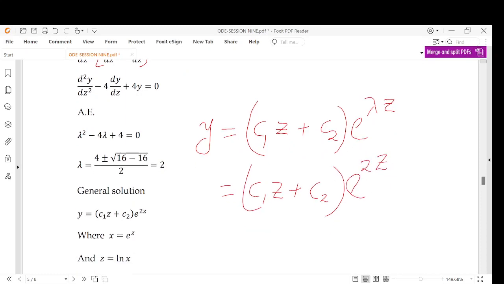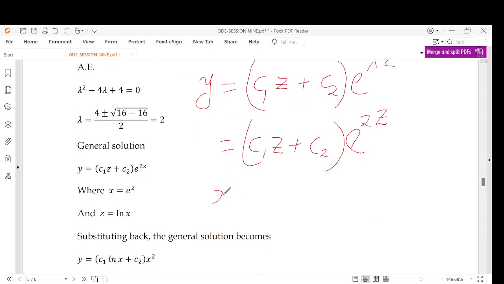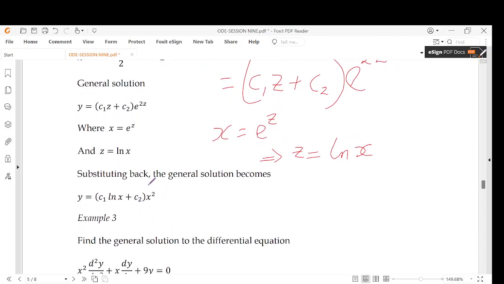And remember now, again, here x is equals to e raised to power z, which implies that z is equals to logarithm of x by definition of logarithms. So in this case, we can substitute back. So where we have z here, we are going to put logarithm of x. And where we have e raised to power 2z, this becomes x squared. So that our general solution will be of this kind.